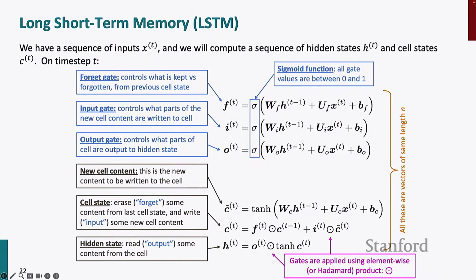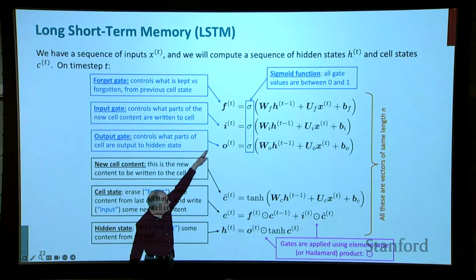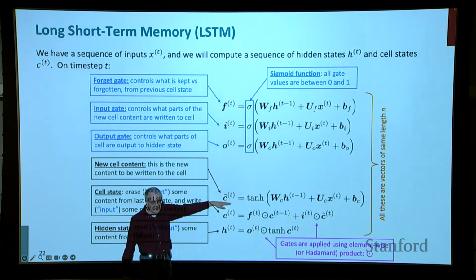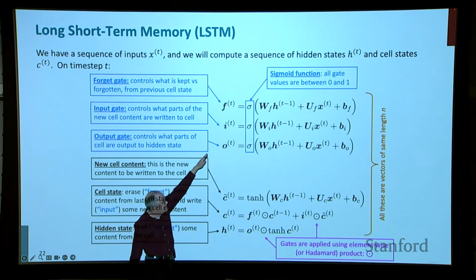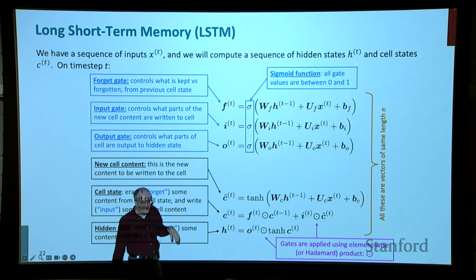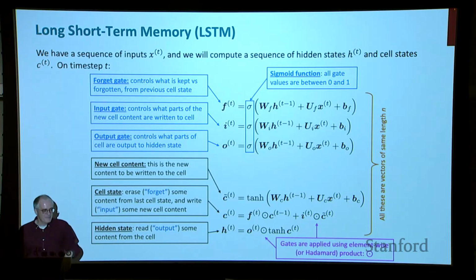All these are vectors of the same length n. So all of these things, both the gates and the new values for the cell and hidden state, are all vectors of length n. And part of how things get convenient when you're actually running these is that up until here, all of these things have exactly the same shape, so you can put them all together into a big matrix and do the computations of all 4 of these in terms of one big matrix if you want.